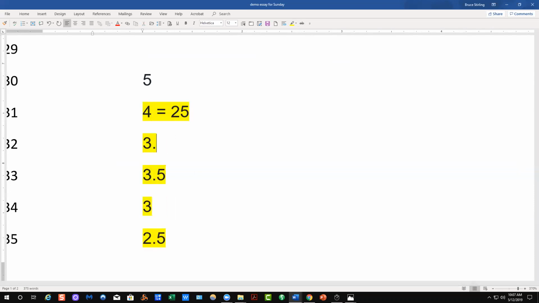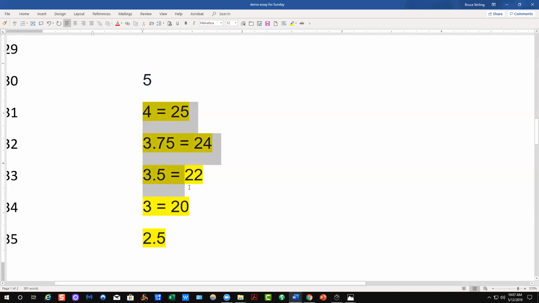3.75 is 24. Okay. And this is 20, right? And 3.5 is, what's 3.5? 3.5 is 22. Okay. So I see a lot of essays in this range. Most of the essays I see are in this range. So the question is, right, how do you get the 4? How do you get 4 or above?